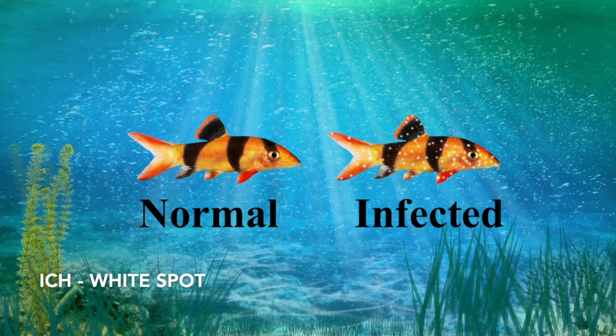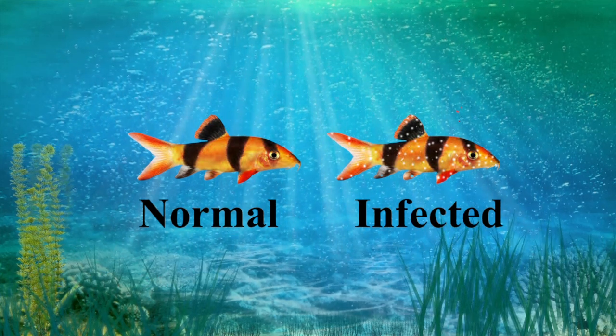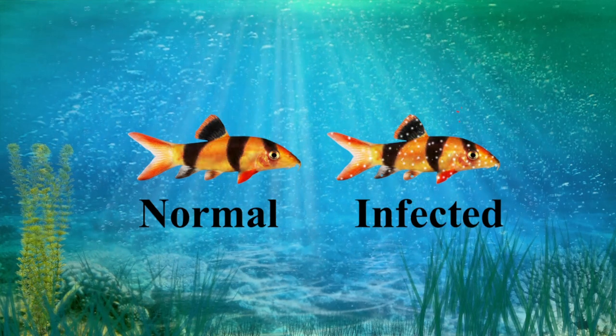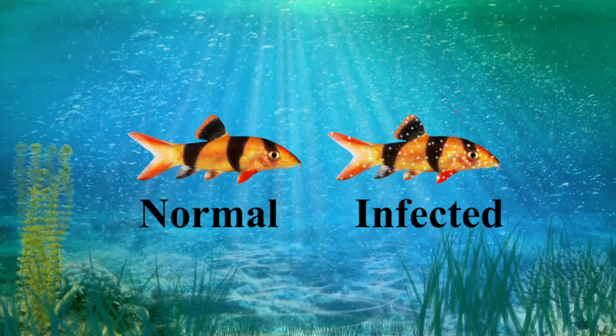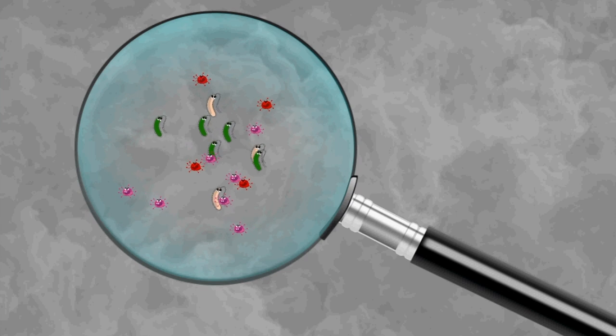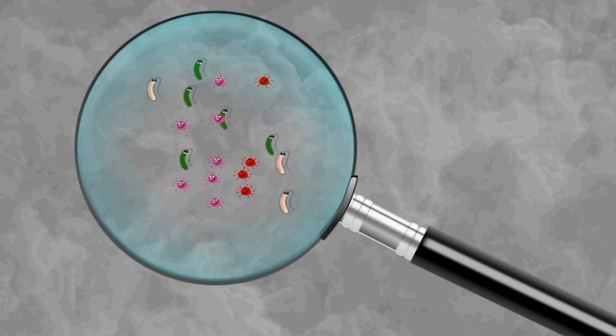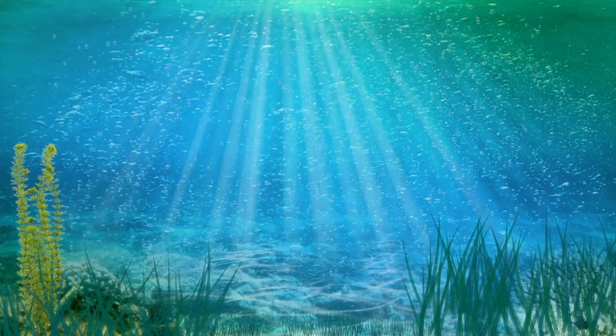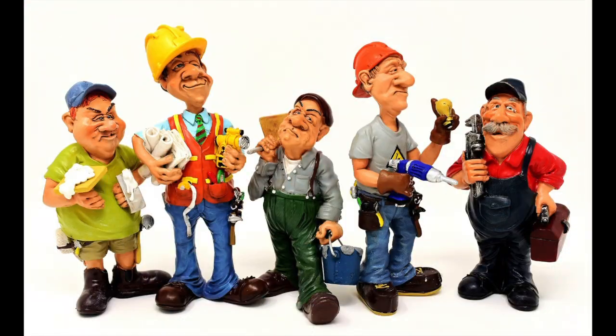Ick, otherwise known as white spot. Small white spots will appear all over the body of the fish. It looks like the fish is covered in salt. You must act fast with white spot, because it can spread like wildfire. If you have a quarantine tank, remove the fish to that, and as soon as possible. White spot can be brought on by stress.